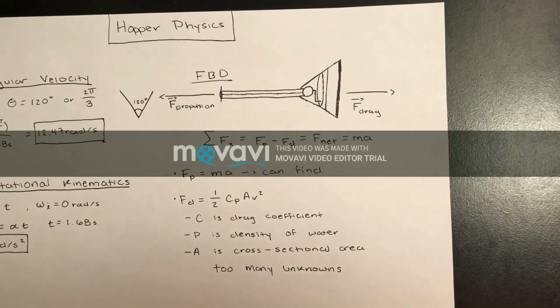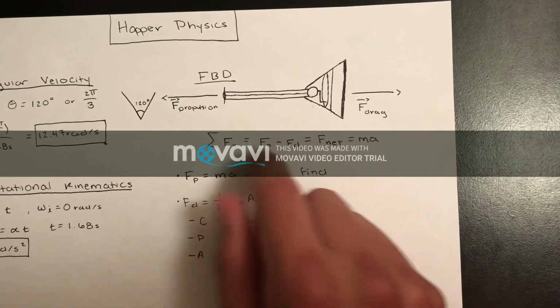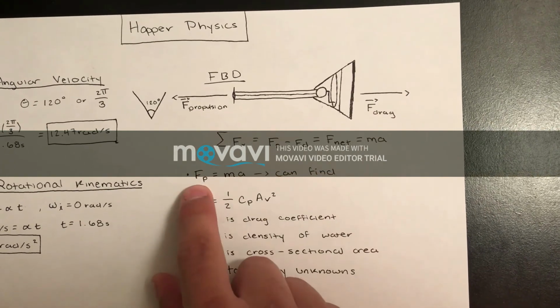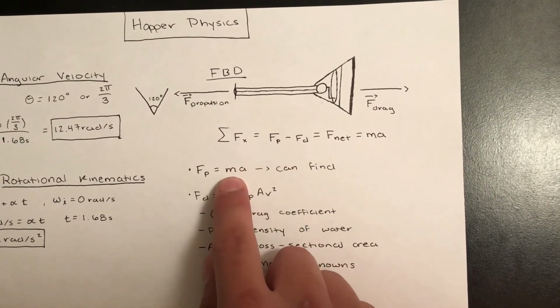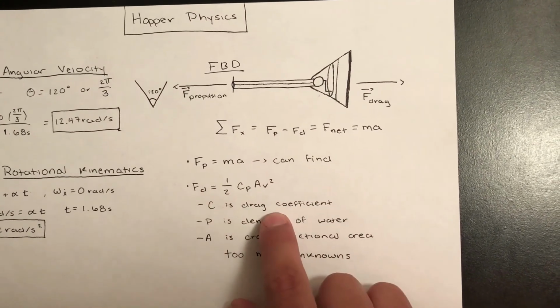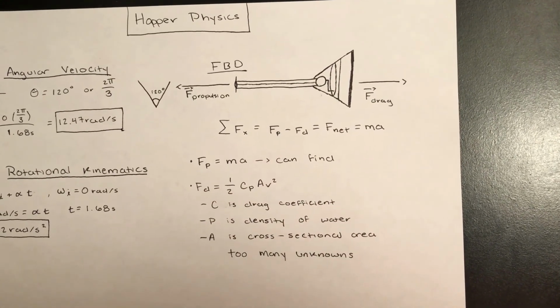Looking at the free body diagram here, we have two forces acting on my hopper. We have the force of drag and the force of propulsion. We can calculate the force of propulsion since it's just mass times acceleration. However, for the force of drag, we need the drag coefficient and the cross-section area, which we don't have.